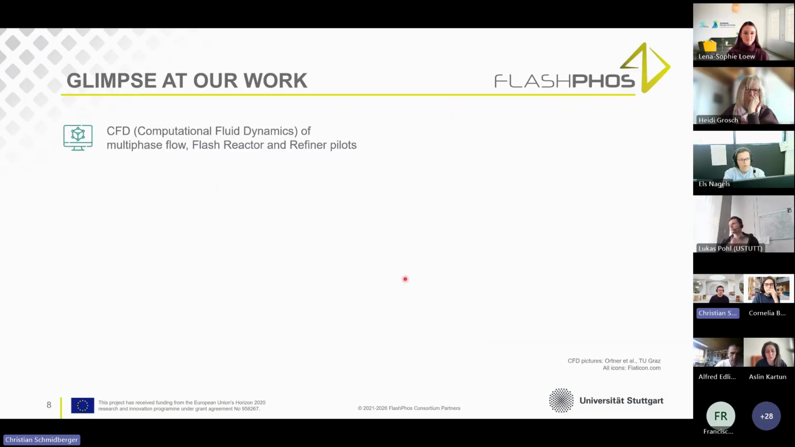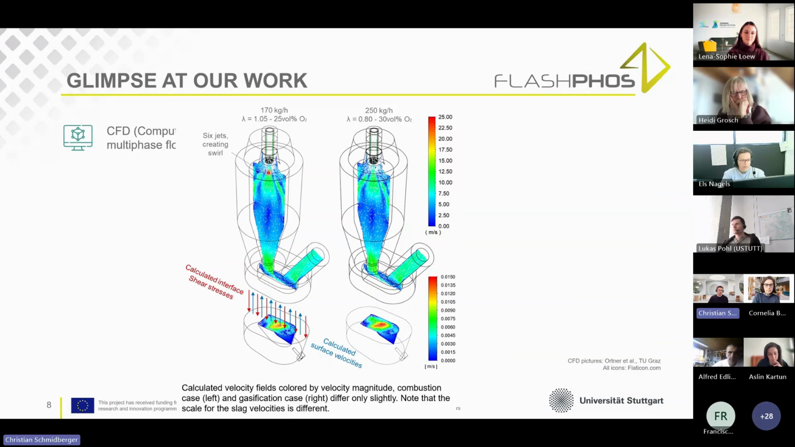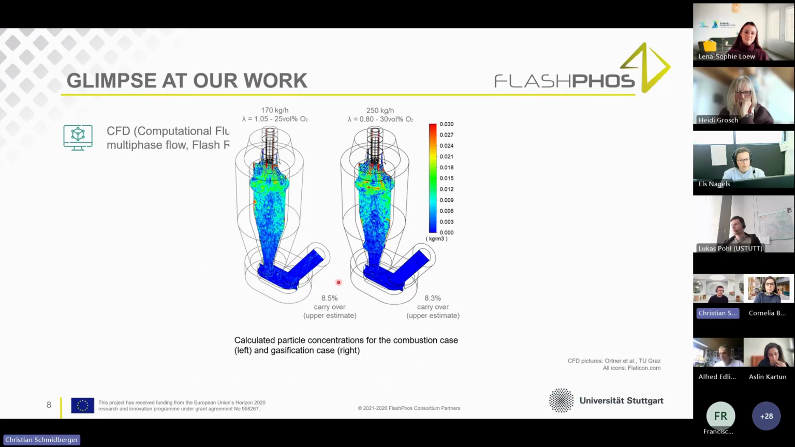Continued by the flash reactor. There we did at the beginning CFD simulations to assess the combustion behavior in substoichiometric and oxidizing conditions. The particle distribution and the interactions with the upper and the lower part of the reactor, as well as the particle agglomeration and behavior inside of the reactor for both cases.